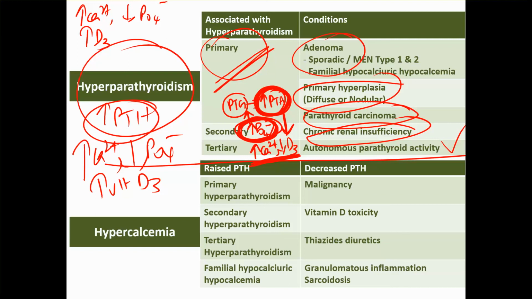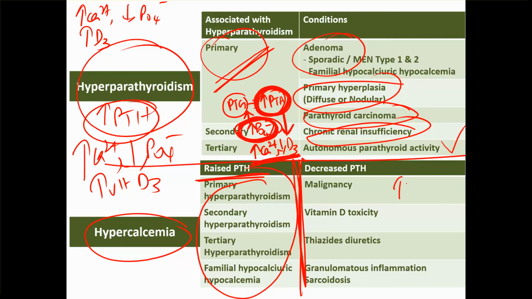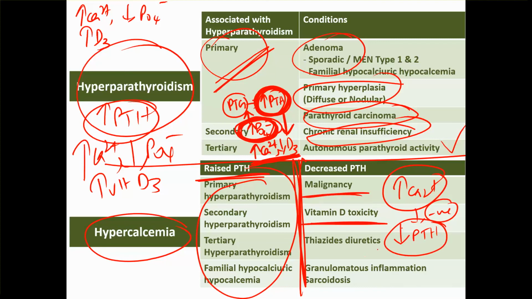So now coming to the hypercalcemia. You all know hypercalcemia can happen when there is increased parathyroid hormone, whatever the reason. But hypercalcemia still can happen when there is decreased parathyroid hormone, because severe hypercalcemia can produce negative feedback and stop the parathyroid hormone. So what are those conditions? Any malignancies, vitamin D toxicity, thiazide diuretics, and granulomatous inflammation. Okay, so these are the things that can increase the calcium level. Because of increased calcium level, that will produce negative feedback on the parathyroid gland, that decreases the parathyroid hormone.